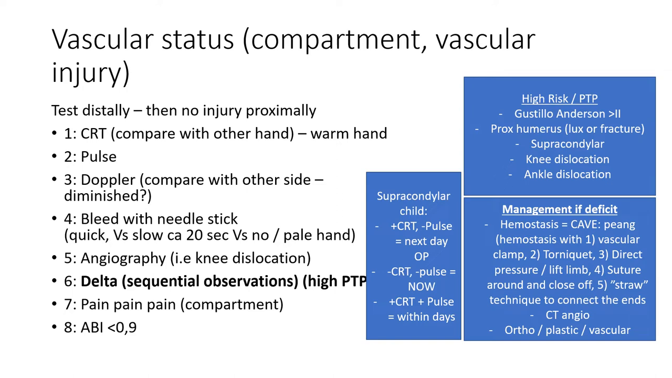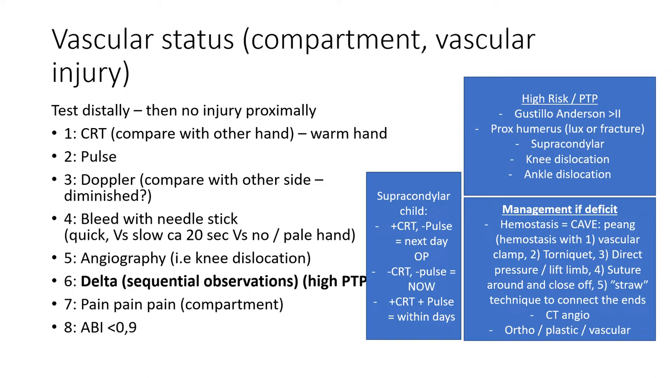And then the management of these problems. If it's open bleeding, Gustilo-Anderson open bleeding, then you will do hemostasis, of course. And then don't use just any clamp. You use a vascular clamp if you have it. Otherwise, you'll do a tourniquet proximal to the injury, or you'll do direct pressure, and you'll do sutures around and close off.